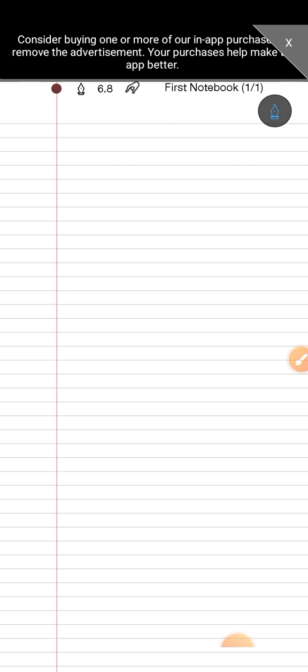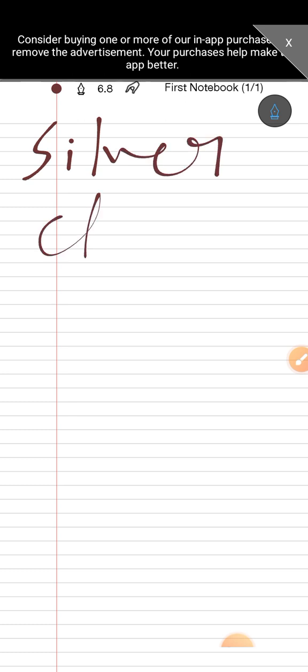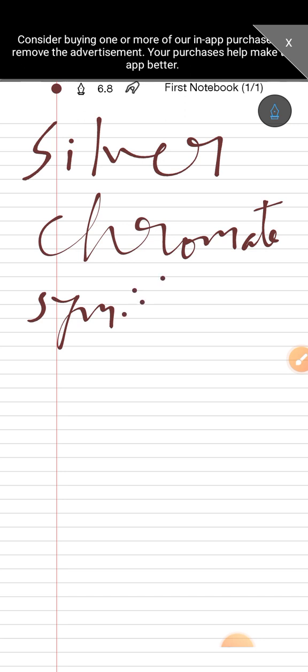Let's take some more examples like this. Silver chromate. Now what is the symbol of silver? Ag, capital A, small g. Chromate is CrO4, same as before.